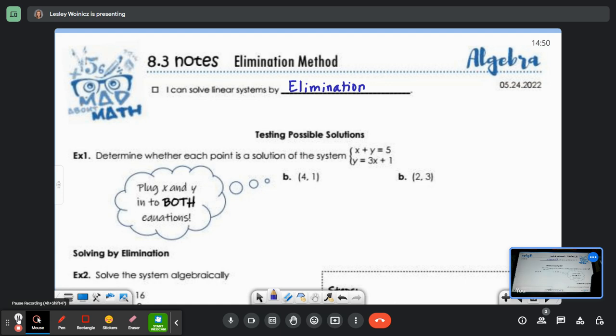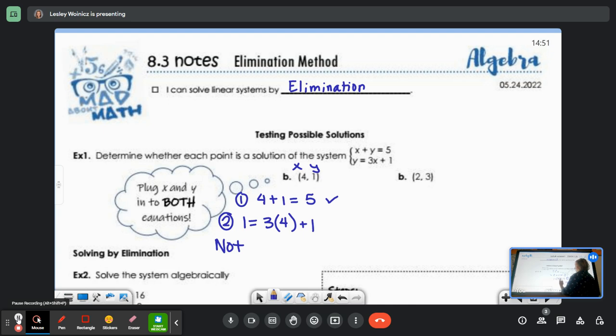Kind of makes sense. Okay, remember that when we test solutions, we have to determine whether each point makes each equation true. So if I put 4 and 1, the x and the y, in for equation 1, does 4 plus 1 add up to 5? Yes. Okay, so now we have to check equation 2. Is 1 equal to 3 times 4 plus 1? No. So it is not a solution. Remember, it just takes one where it doesn't work to ruin the whole thing. Has to make both true.